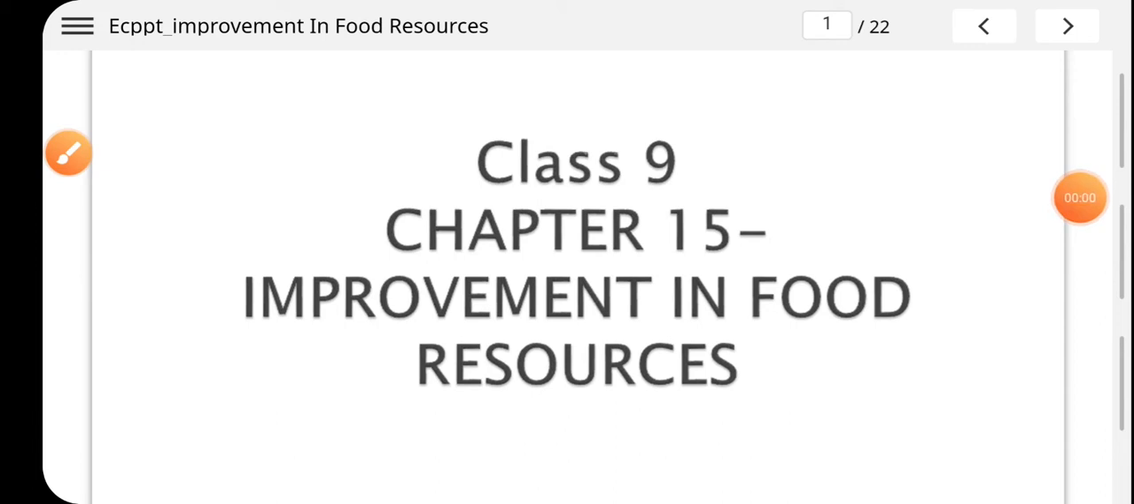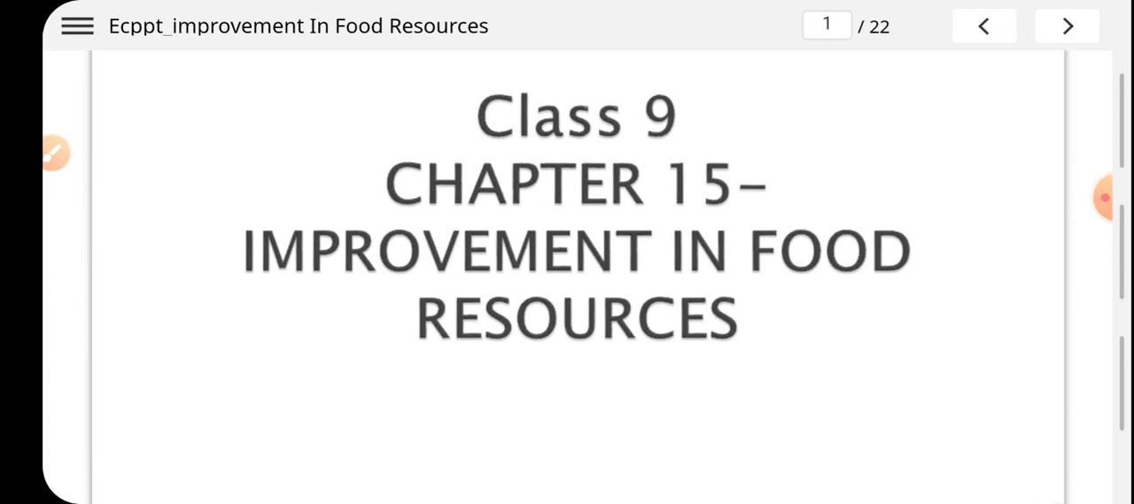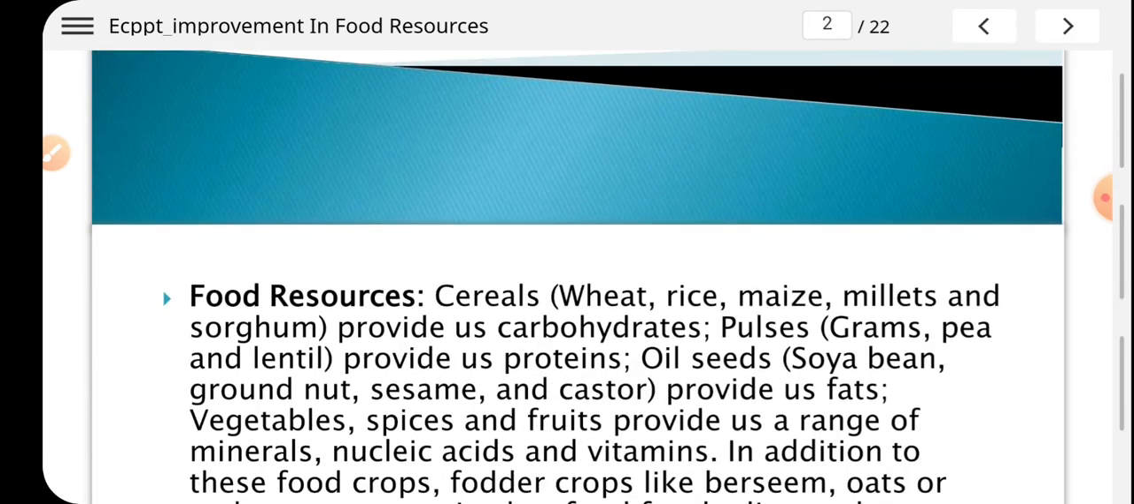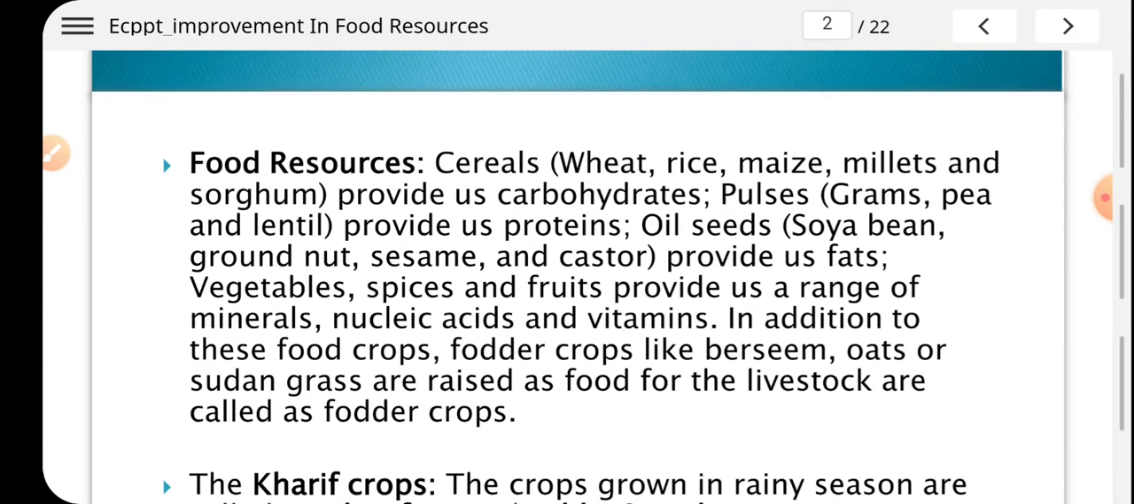Good morning, students. Today we will study chapter 15, that is improvement in food resources. What is food resource? Food resources include cereals, which include wheat, rice, maize, millet, and which provide us carbohydrate. And carbohydrate is essential for energy.